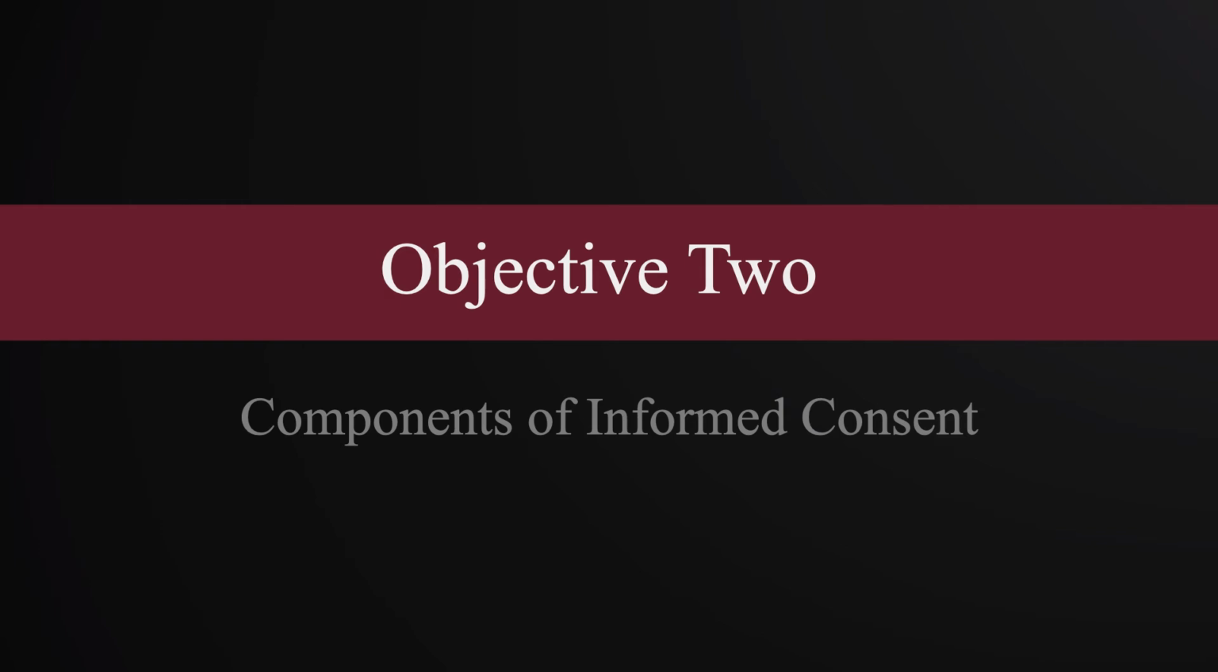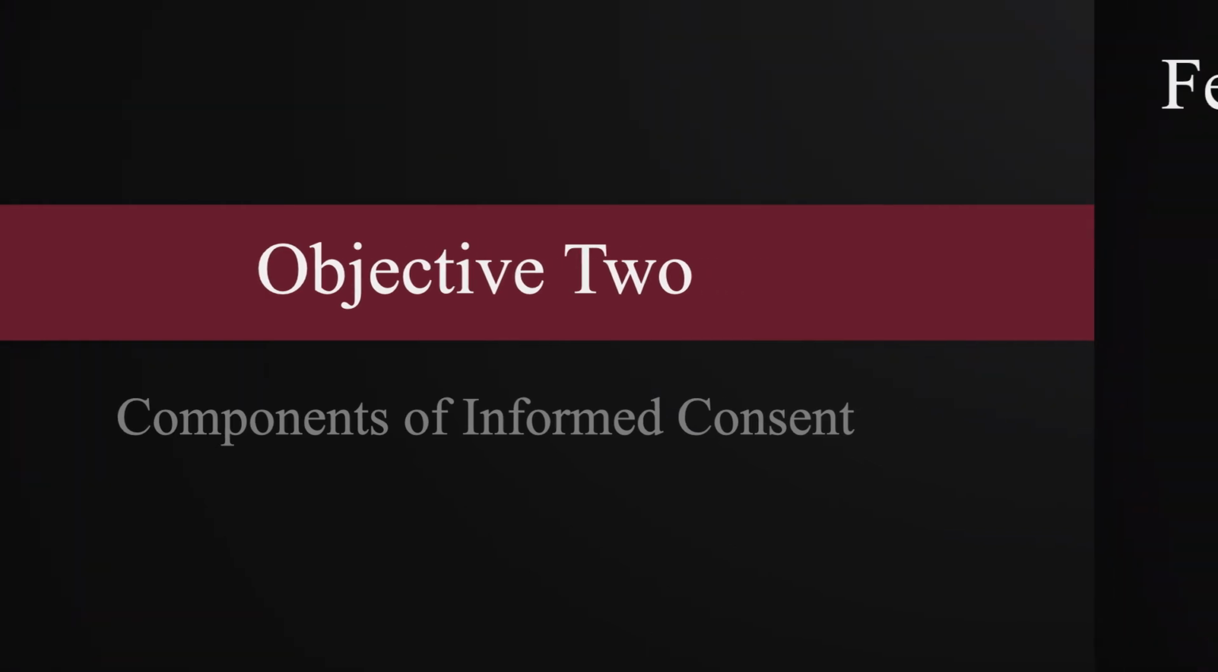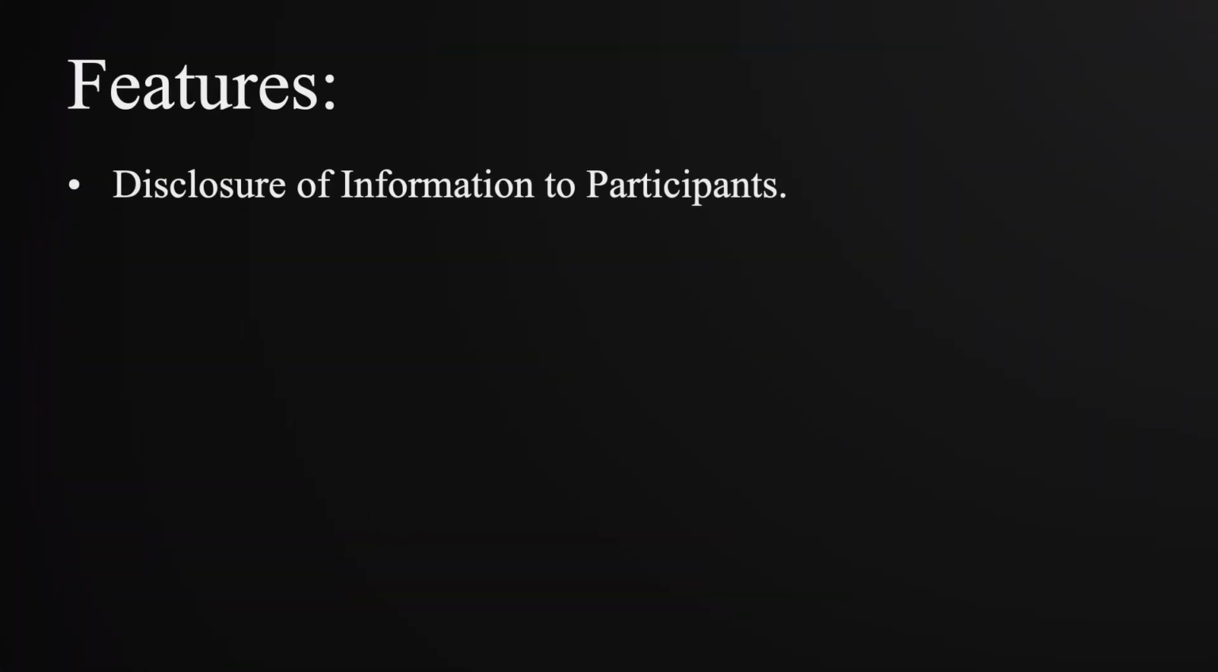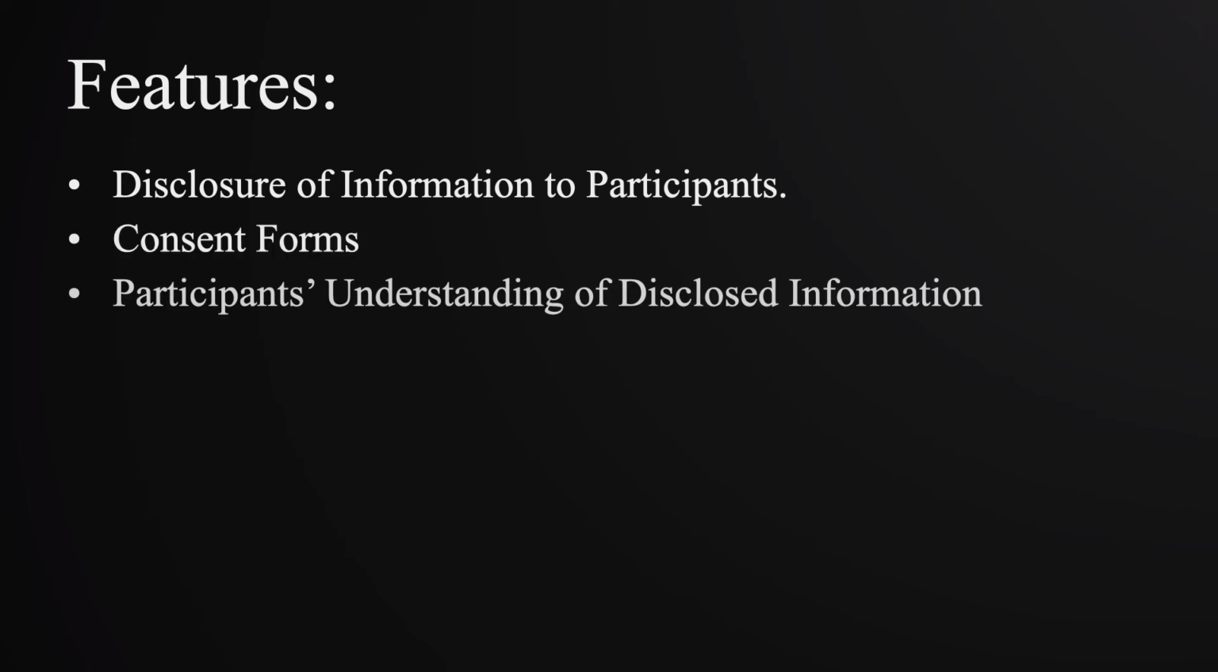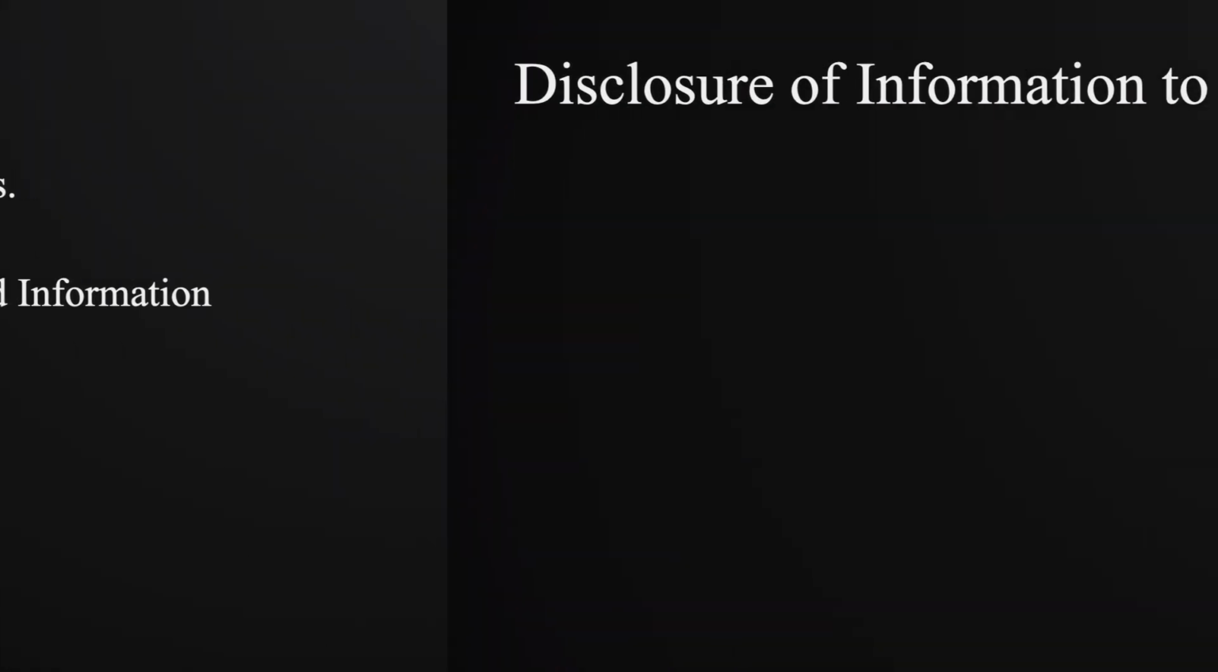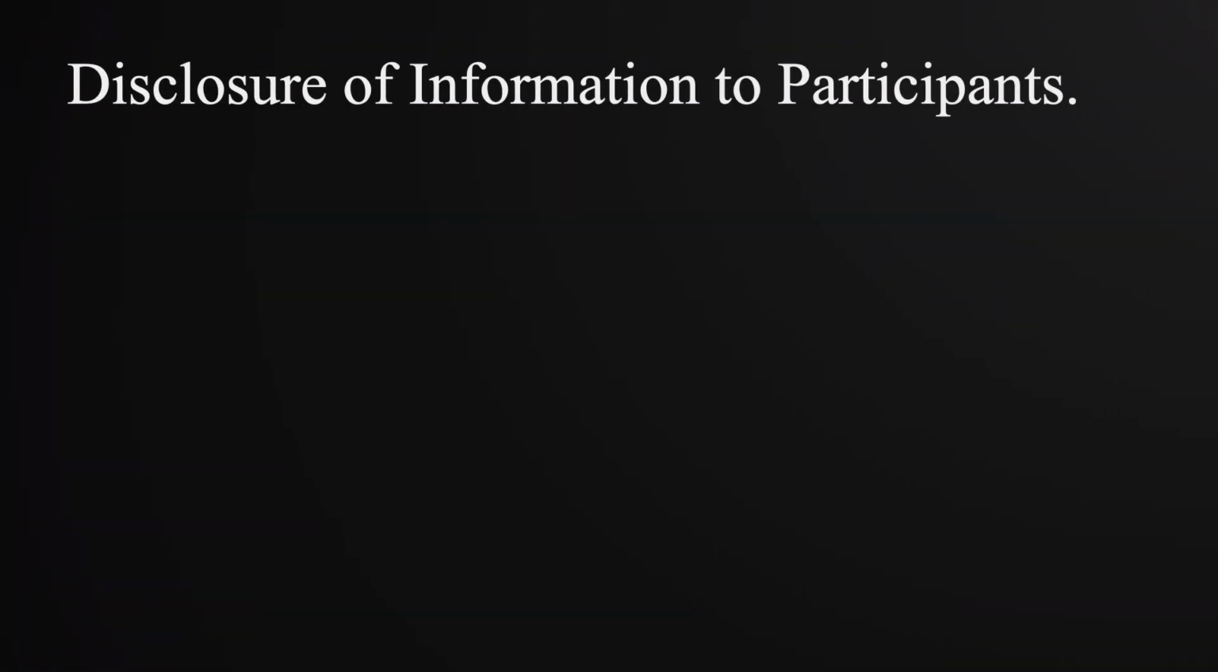So now we come to the second objective, which is the components of an informed consent. So what are the features of an informed consent? It's a disclosure of information to the participants. It has a consent form, participant understanding of the disclosed information, and the voluntary nature of consent. Those three are the features of an informed consent. Regarding the first feature, disclosure of information to the participants, such as the nature of the research project: the prospective participant should be told explicitly that the research is being conducted, what the purpose of this research is, and who is being recruited as a participant. The specific study hypotheses are not usually required to be stated.